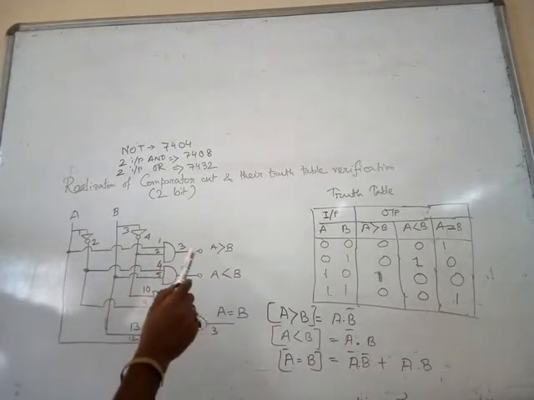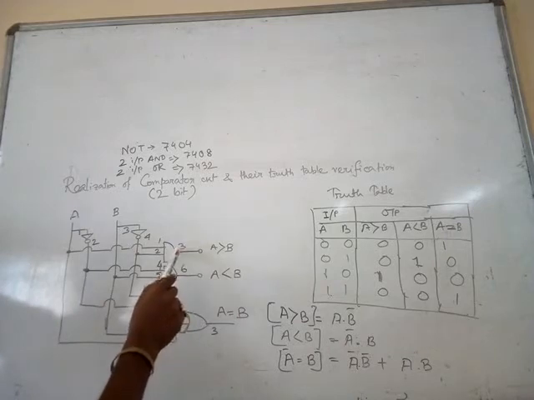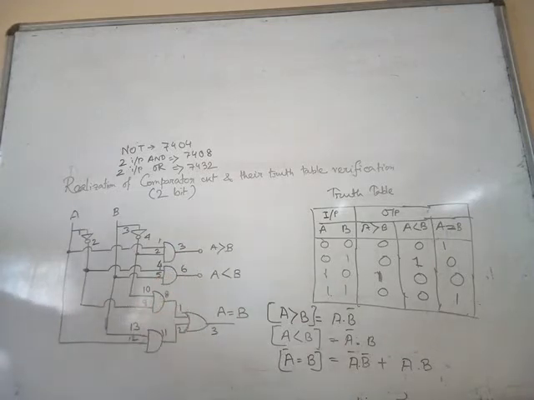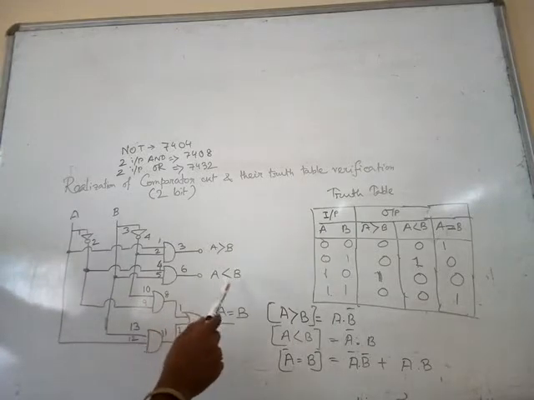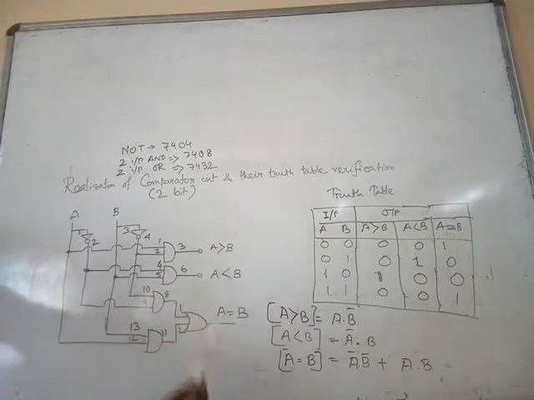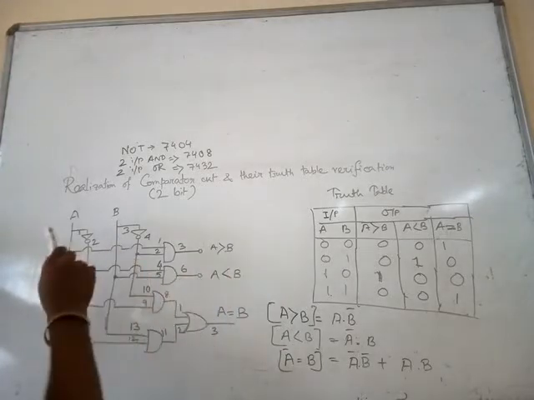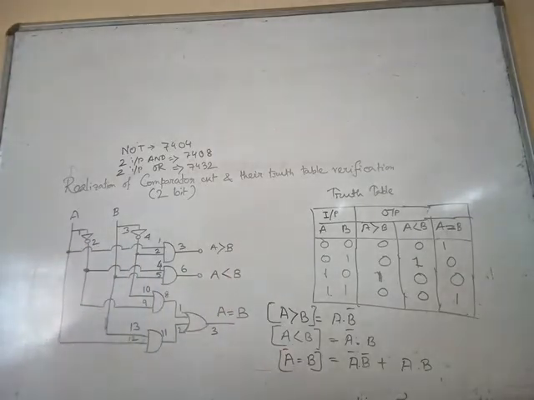From 3 of AND we get the output A greater than B. From 6 of AND we get another output, A less than B. And there is another connection. Pin number 8 of AND and pin number 1 of OR are shorted. Pin number 11 of AND and pin number 2 of OR are shorted. From pin number 3 of OR we get A equals to B. So 3 outputs, 2 inputs. I think the circuit is clear.